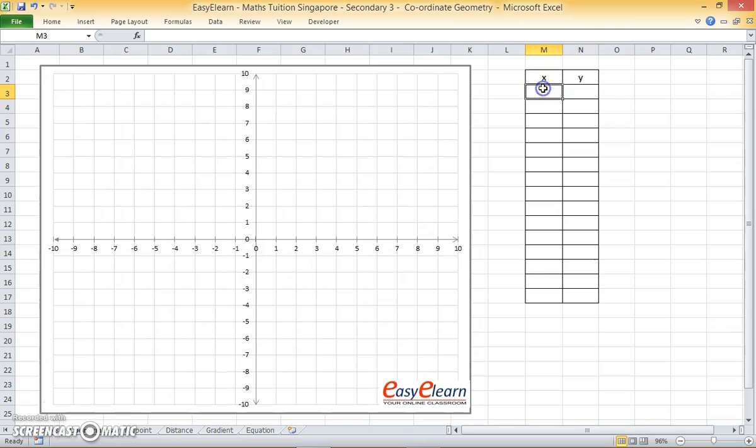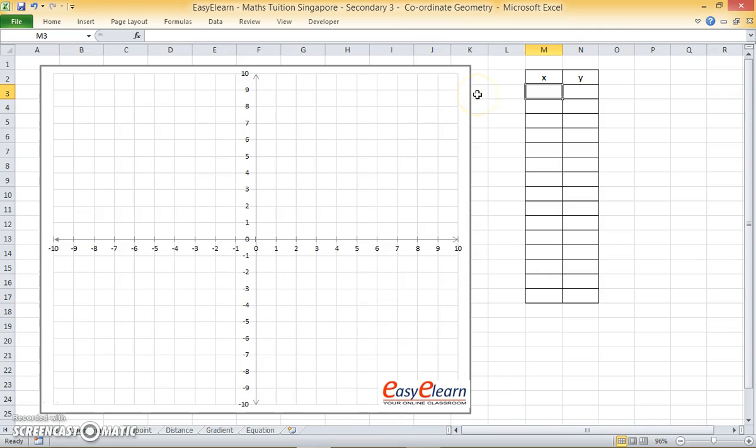In this axis here, I marked all the numbers from 0 to 10 on the positive side of the x-axis. On the negative side of the x-axis, it is minus 1 until minus 10. Similarly, on the y-axis, going up is positive and going down is negative.